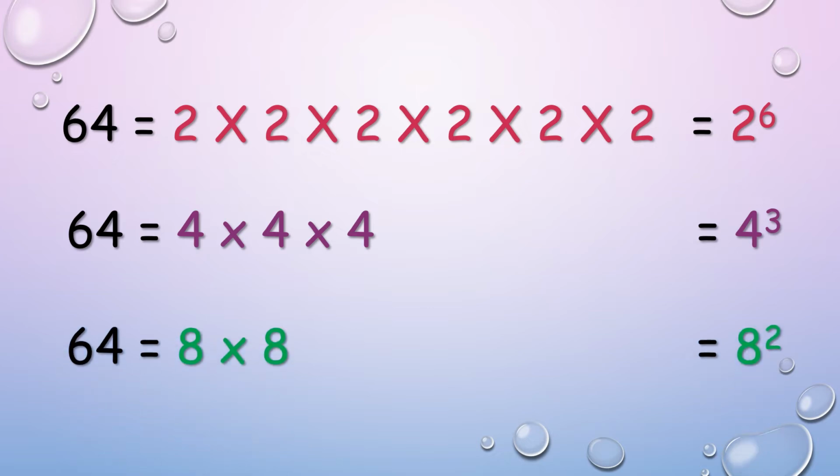Again, divide 64 by 8. You will get 2 eighths. Then the answer is 8 times 8. So the index notation is 8 to the power 2 or 8 squared. I think it's clear for you.